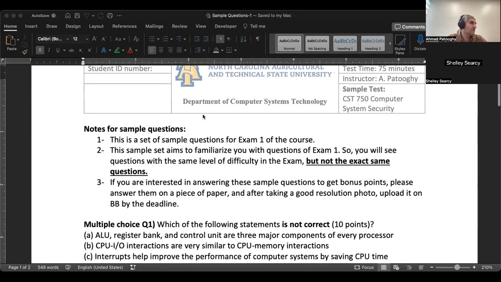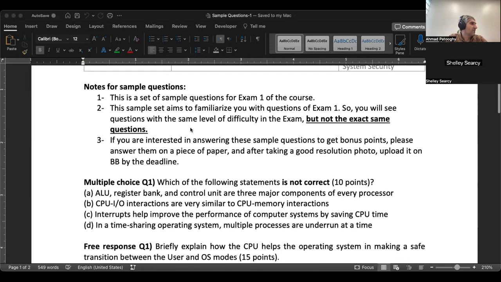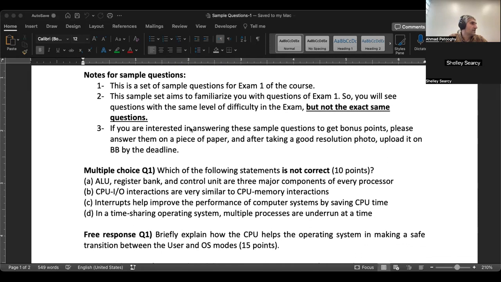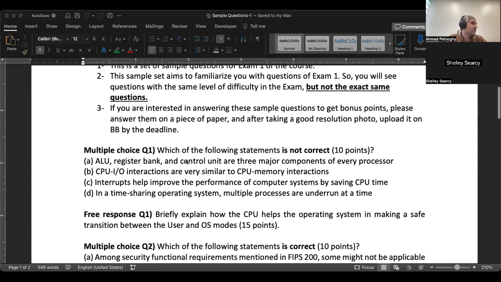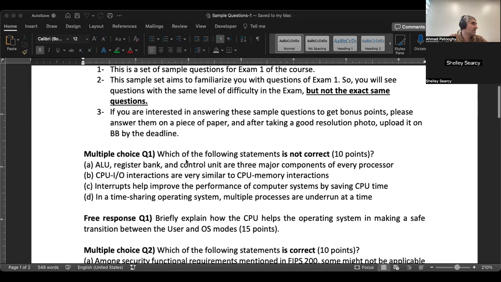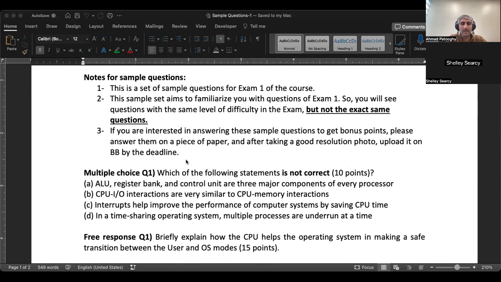So I have shared my screen with you. I hope you see that. Otherwise, please let me know, Shelley. So here you see the questions. The order of questions here might be a little bit different than what you see in Blackboard. Doesn't matter, but let's get started with the multiple choice question.